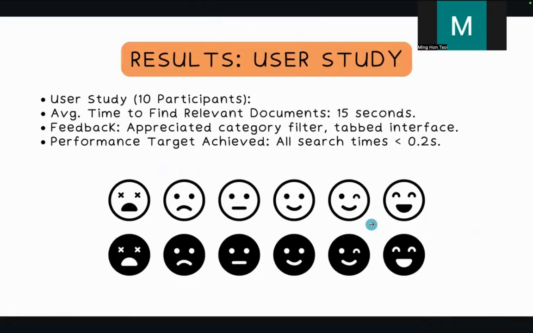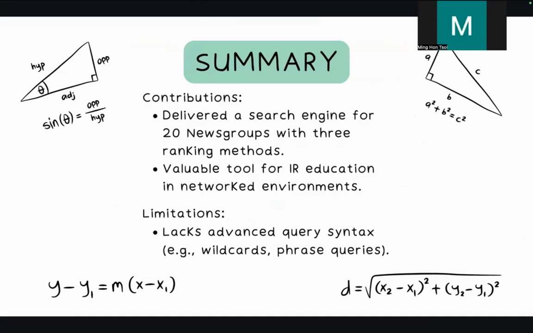The memory usage is around 150 megabytes, which is quite similar to what we saw during the demo. Now, in terms of ranking effectiveness, a user study with 10 participants showed that the custom proximity was preferred for contextual queries like computer graphics, with a 70% preference rate, while TF-IDF and BM25 performed better for single-term queries, as shown in this breakdown.